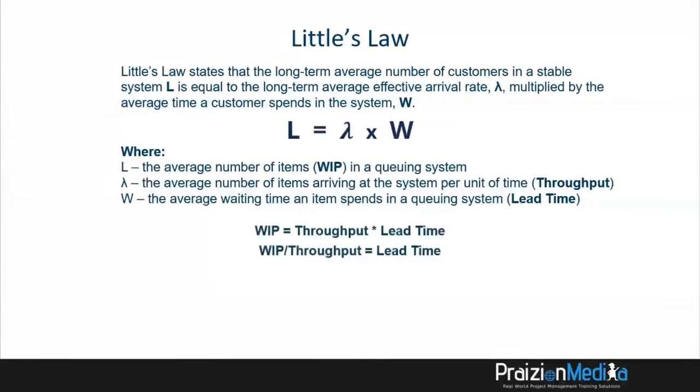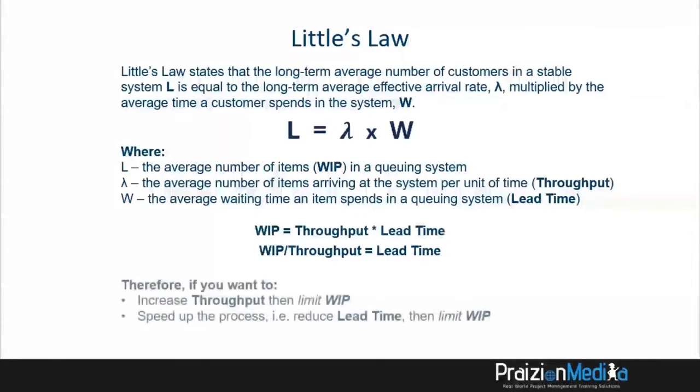The formula is WIP equals throughput times lead time, or WIP divided by throughput equals lead time. Therefore, if you want to increase throughput, limit WIP. Speed up the process, reduce lead time. If that's what you want to do, then limit WIP. There is a 30+ minute video on YouTube where I explain Little's Law. I advise you to look into it.